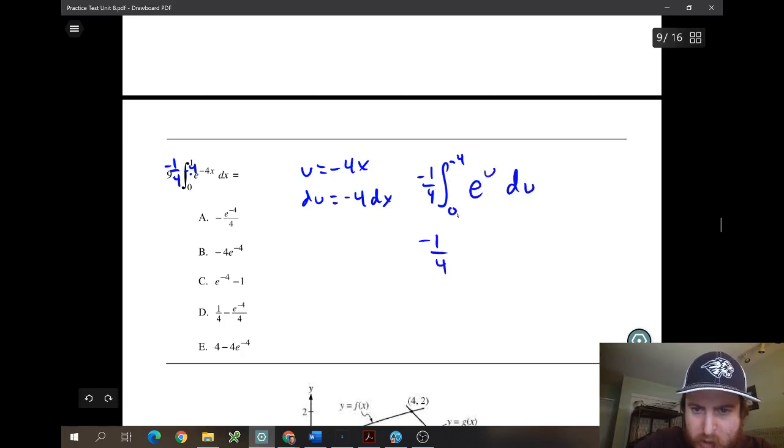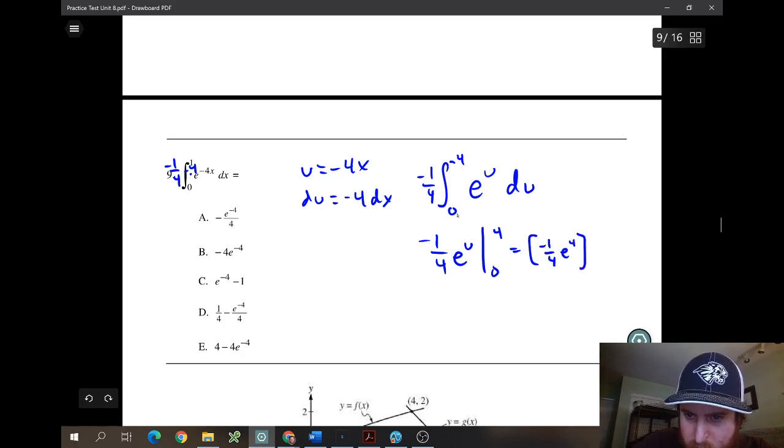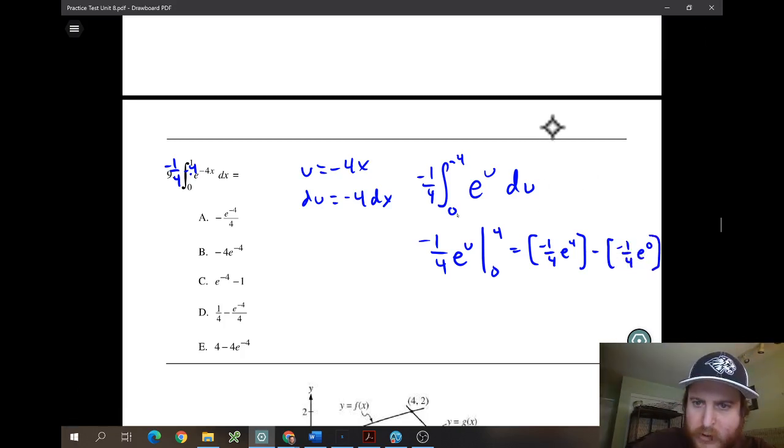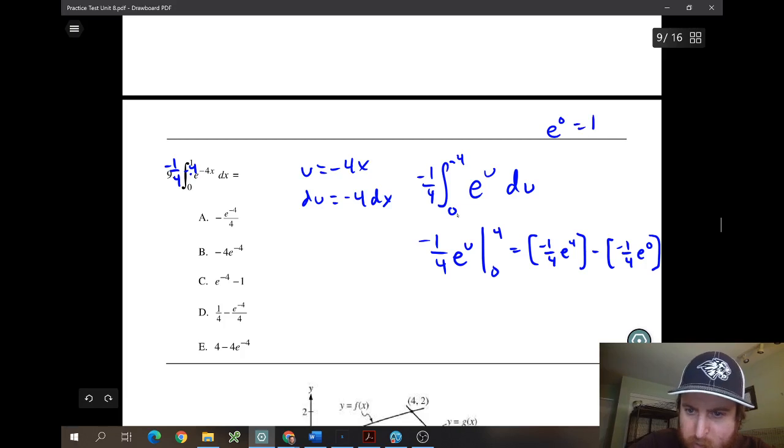The integral of e to the u is e to the u, it's itself, from 0 to negative 4. This gives us negative 1/4 e to the negative 4 minus negative 1/4 e to the 0. When we look at the answer key, none of those are there, and that's because e to the 0th is 1, right? Anything to the 0th power is 1. So this simplifies to negative 1/4 e to the negative 4 plus 1/4.